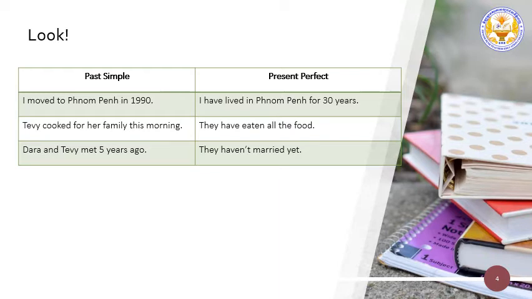And now today's situation is I have lived in Phnom Penh for 30 years. From 1990 up to now is 30 years already. So I still live here. That's why I use present perfect. Just want to show my experience that I have lived in Phnom Penh for 30 years already.